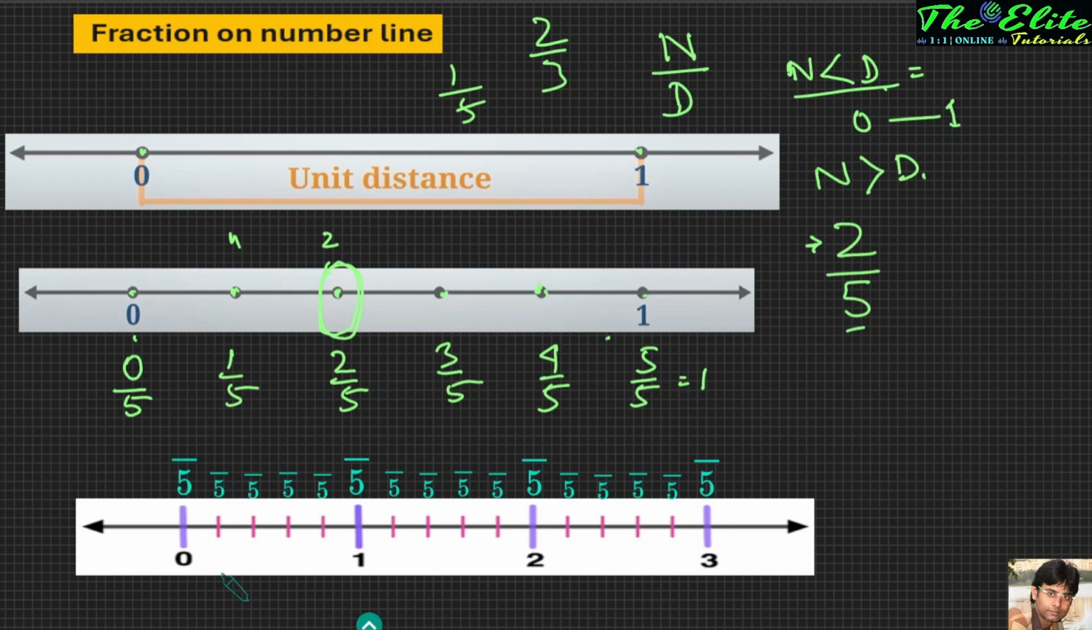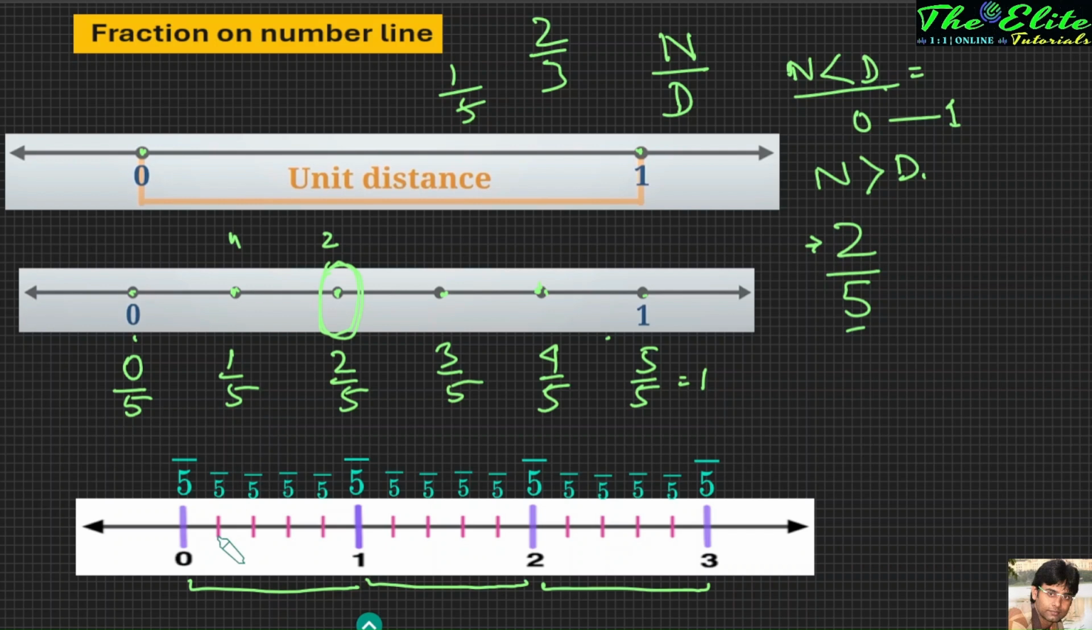I have given you something here like a number line from 0 to 3. So in between we can write many numbers. For example, if it is from 0 to 1, the unit distance is divided into 5. So naturally we will write 5 as the denominator. Also we can see that from 1 to 2, it is being divided into 5 equal parts again, and also from 2 to 3, the same case is here. So that is why we have written 5 in the denominator for all the positions here.